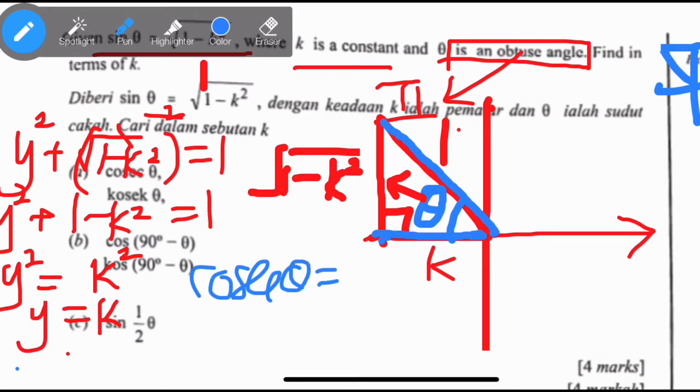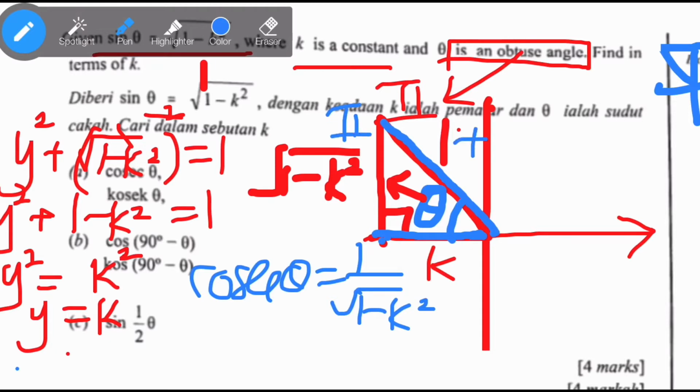Then the question is asking for cosec. Cosec is 1 over sine theta. So just substitute: 1 over square root of 1 minus k square. And please always remind yourself, is it positive or negative in the second quadrant for sine? It is positive, right? So the answer is positive.